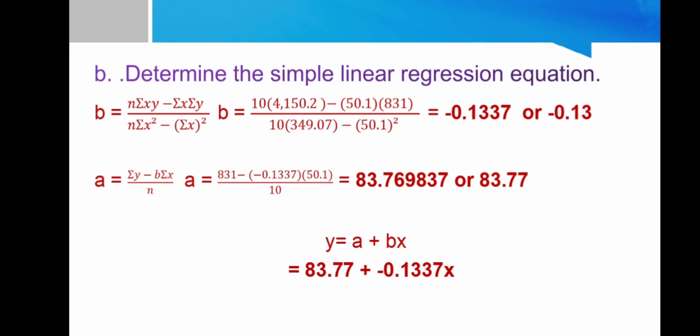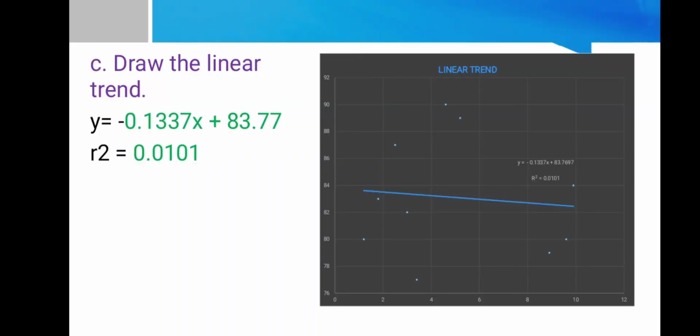A equals 831 minus negative 0.1337 multiplied by 50.1 divided by 10 equals 83.769837 or 83.77. Y equals a plus bx equals 83.77 plus negative 0.1337x. Letter C. Draw the linear trend. This is the linear trend. Y equals negative 0.1337x plus 83.77, r raised to 2 equals 0.0101.